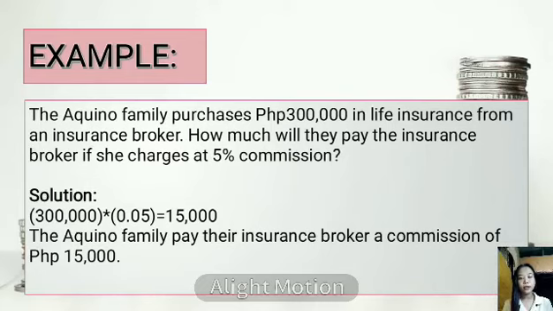So first, let's convert the 5% into decimal form. 5% is equal to 0.05. So here is the solution. 300,000 times 0.05 is equal to 15,000. So the Aquino family will pay their insurance broker a commission of 15,000.